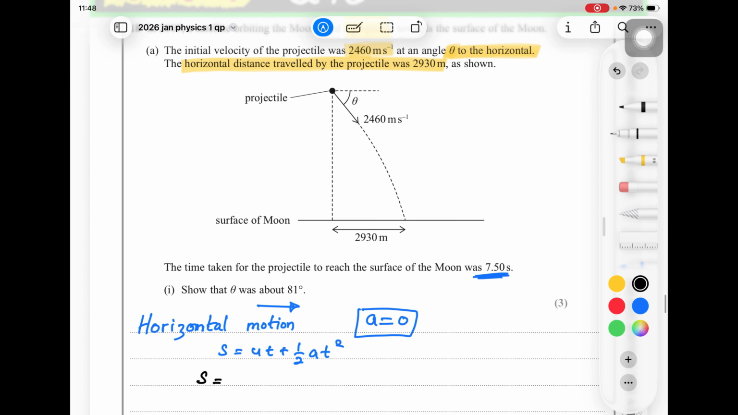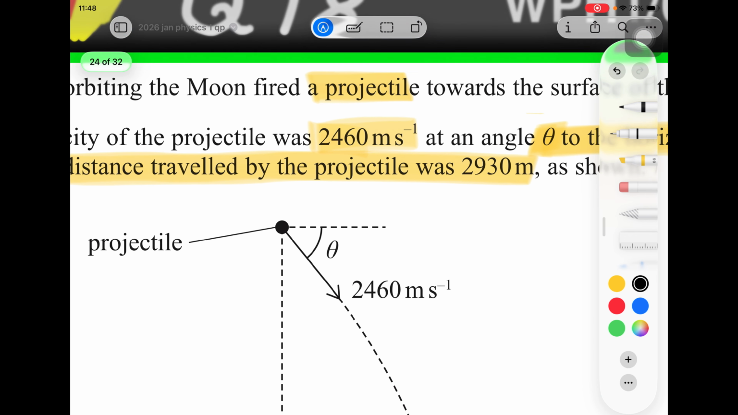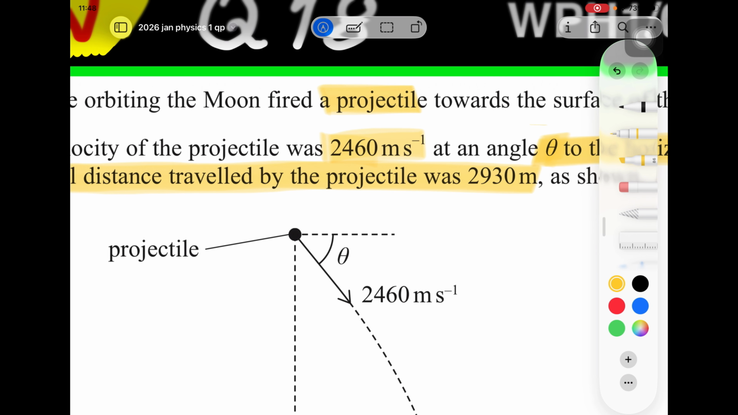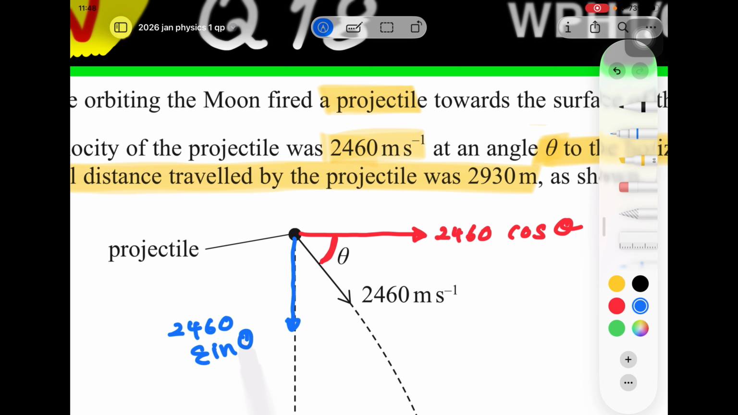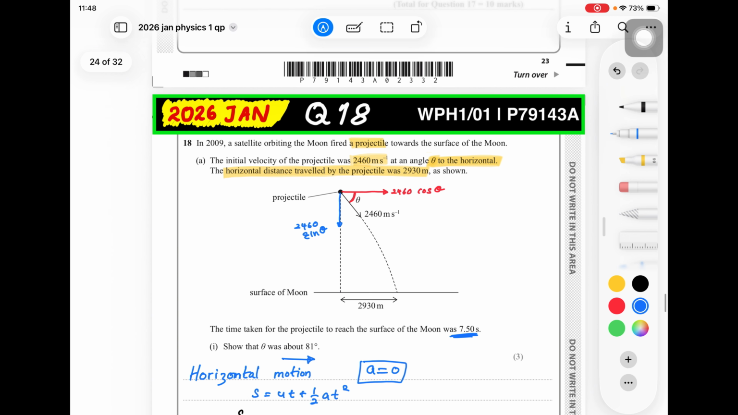Now, the horizontal component. Whenever we have a velocity like this, there will be two components. This component, I'll go with a darker shade, will give you 2460 cos theta because this is adjacent. The other component would give us 2460 sin theta. So these are the two values.